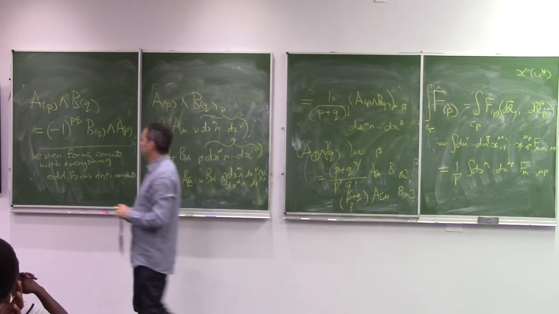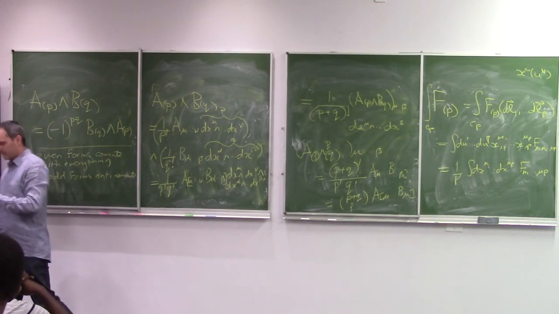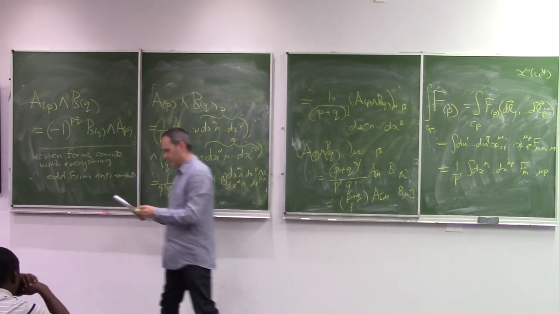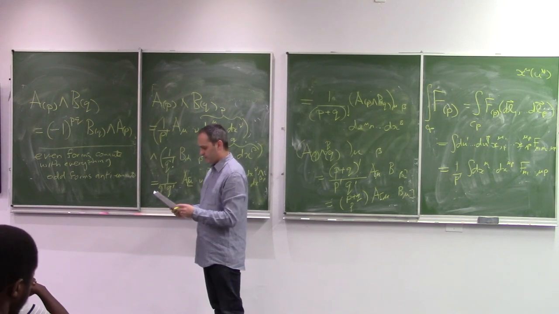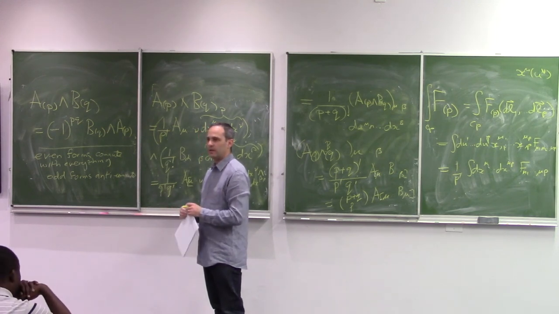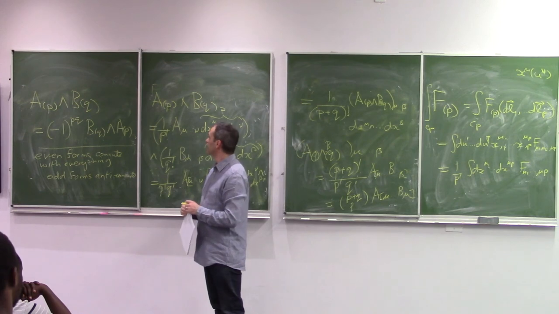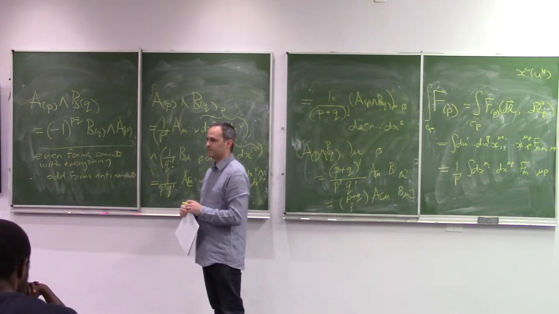So I think that's probably a good point to stop. Next time, I'll talk about one of the last ingredients we need before we really start using forms to do physics, which is something called the Hodge dual, which allows you to map certain forms to certain other forms. Okay, thank you.